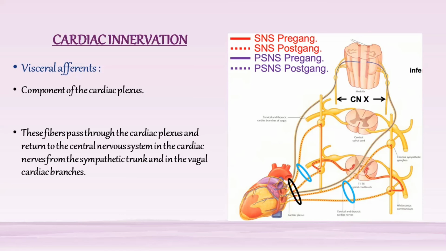The third are visceral efferent fibers. As we have discussed, these are also components of the cardiac plexus. From the cardiac plexus, some other visceral efferent fibers also arise. Now these fibers, we have discussed, convey reflexive and nociceptive information from the heart. These fibers pass to the central nervous system.